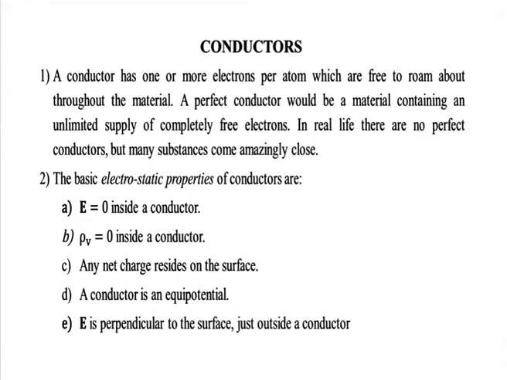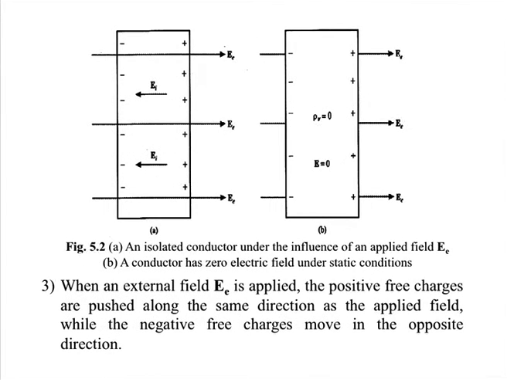The volume charge density rho v is equal to 0 inside a conductor. Any net charge will reside on the surface of the conductor. A conductor is an equipotential, and outside a conductor E is perpendicular to the surface. Now, in figure 5.2, when we apply an electric field E_e, then we see that the positive free charges will move in the direction of the electric field, while the negative charge would move in the opposite direction.